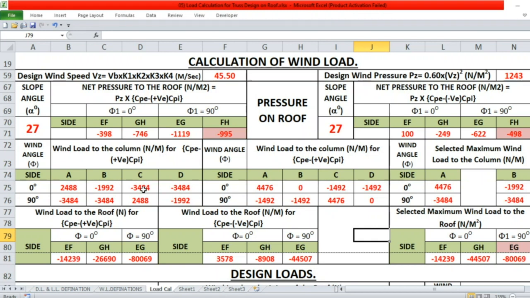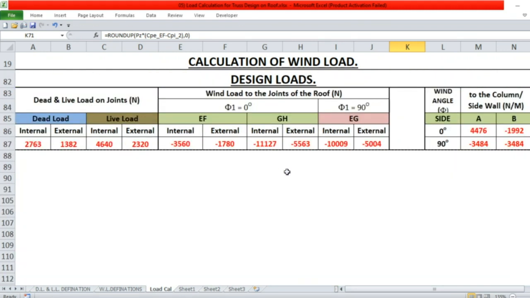Net pressure on roof is CPE minus positive CPI. On EF minus 398 Newton per meter square, GH minus 746 Newton per meter square, EG minus 1119 Newton per meter square, FH minus 995. Here external pressure minus and negative internal pressure coefficient. In this manner, the design wind load is calculated.